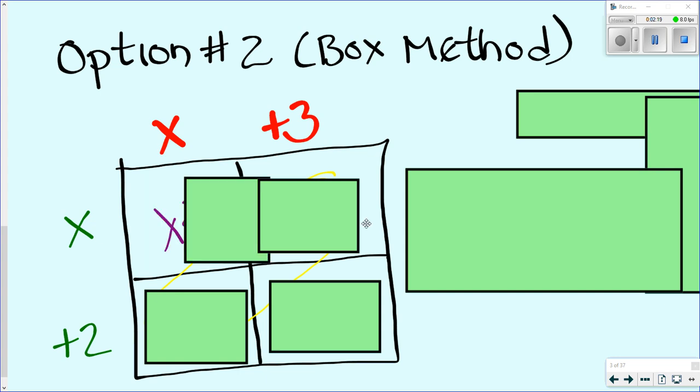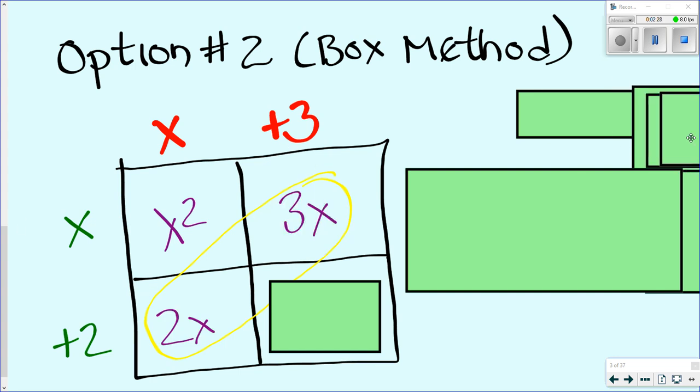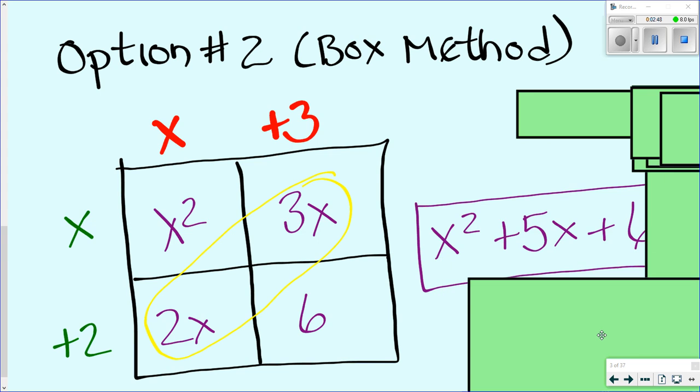So x and x gives you x squared, and x times 2 gives you 2x, x times 3 gives you 3x, and then 3 times 2 gives you 6. So each box is based on the column and the row intersecting at that box. Notice that you see 2x and 3x, they're like terms, so that's why I circled them in yellow. That means you're going to have to combine them. Once you've combined them, then you put it all together.